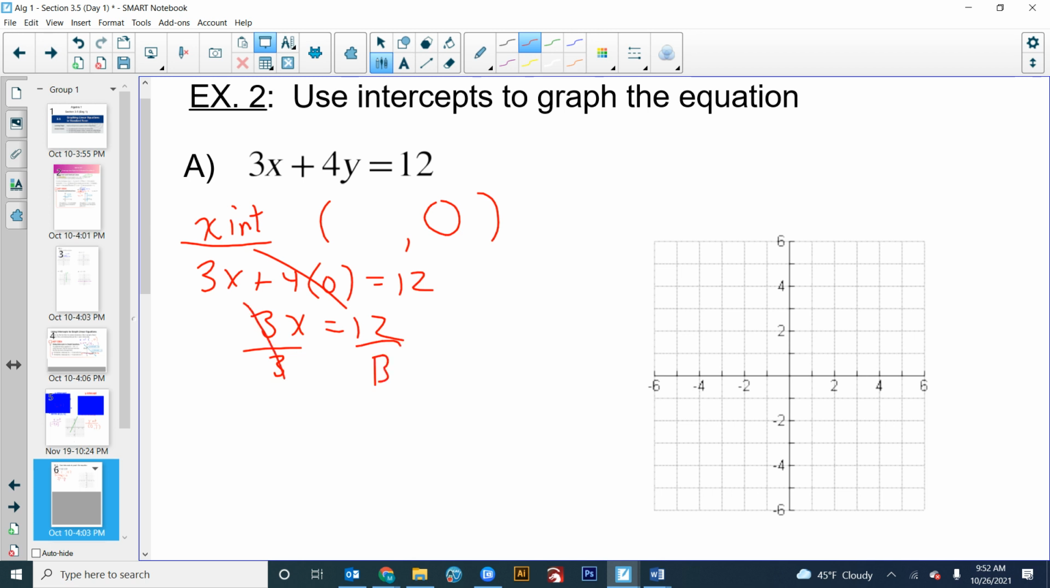What's 12 divided by 3? Now, don't say, well, my x-intercept's 4. What's your x-intercept? 4, 0. Thank you. It's the point (4, 0). Okay? All right.